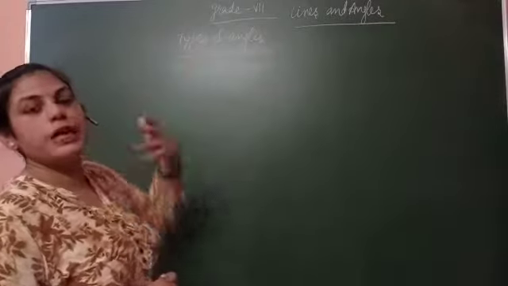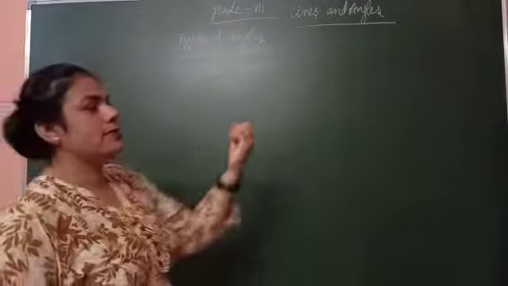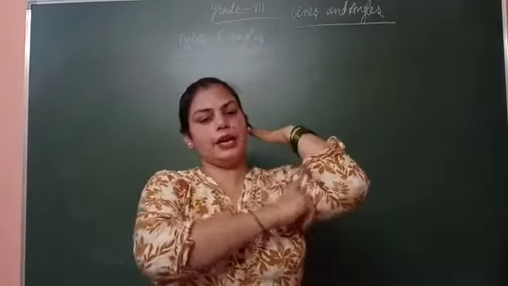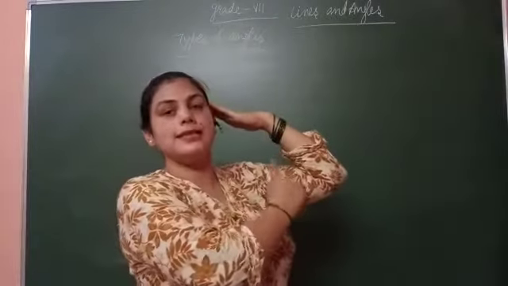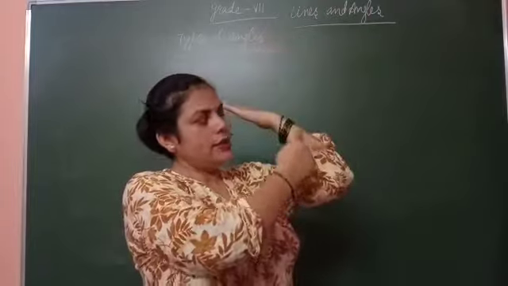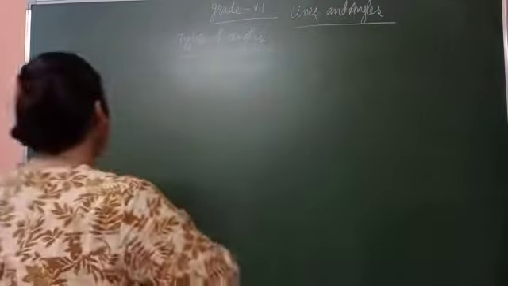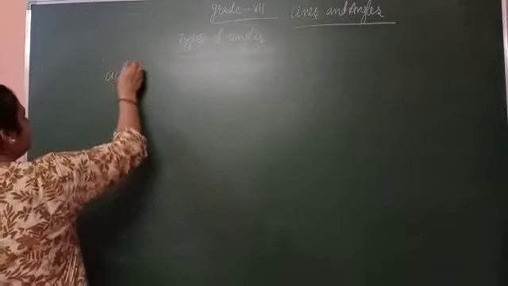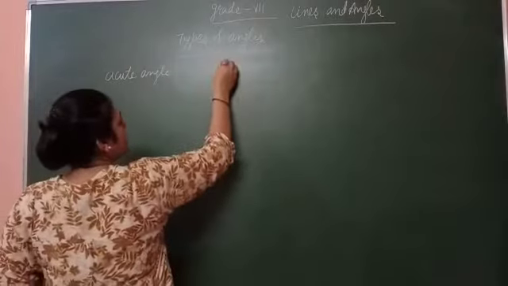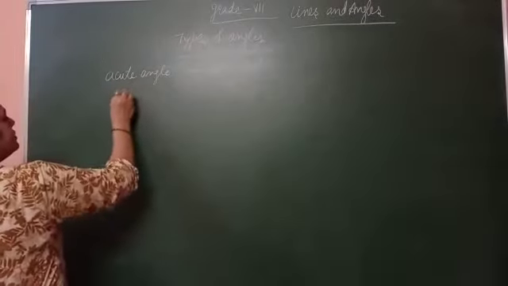Now come to types of angles. How many types of angles? First is the acute angle. An acute angle is less than 90 degrees, between 0 degrees and 90 degrees. That is called an acute angle. The angle whose measure is between 0 degrees and 90 degrees. Clear? Next is right angle.